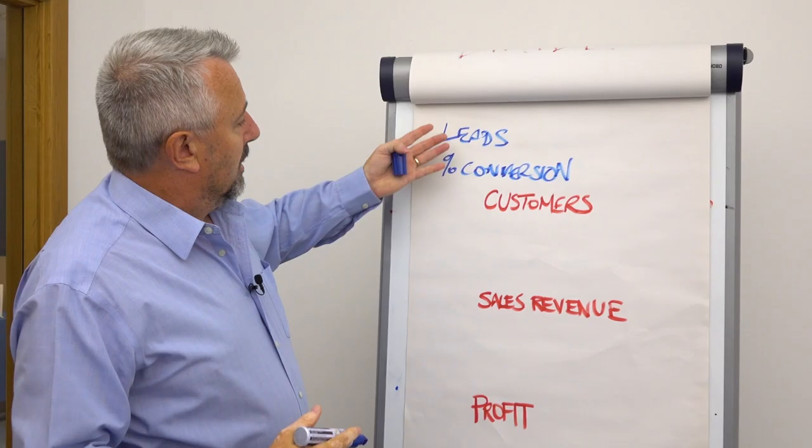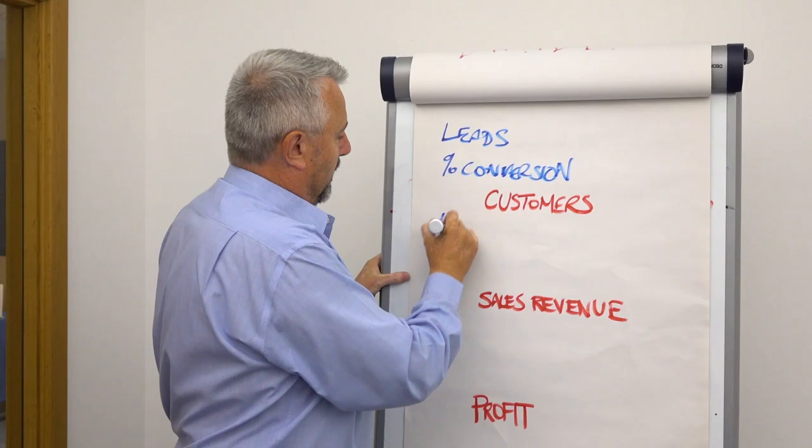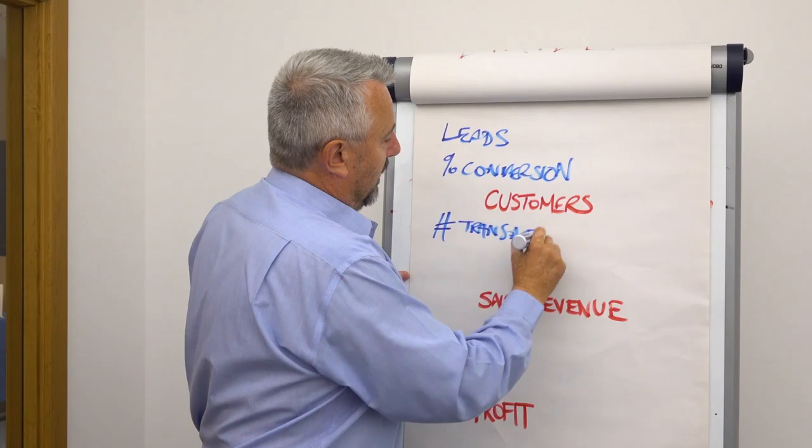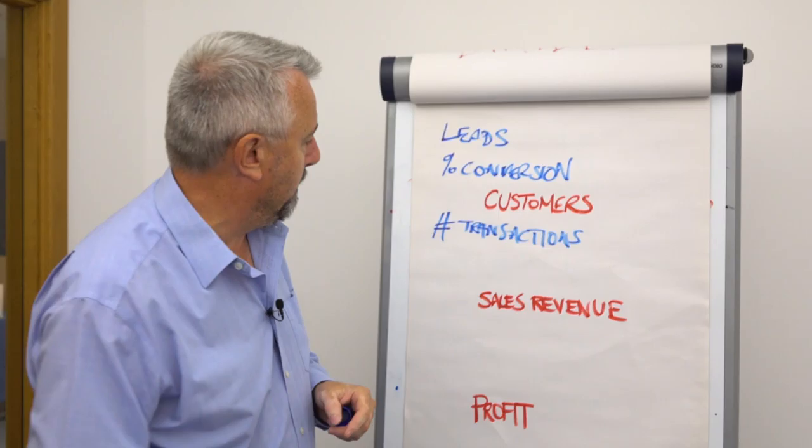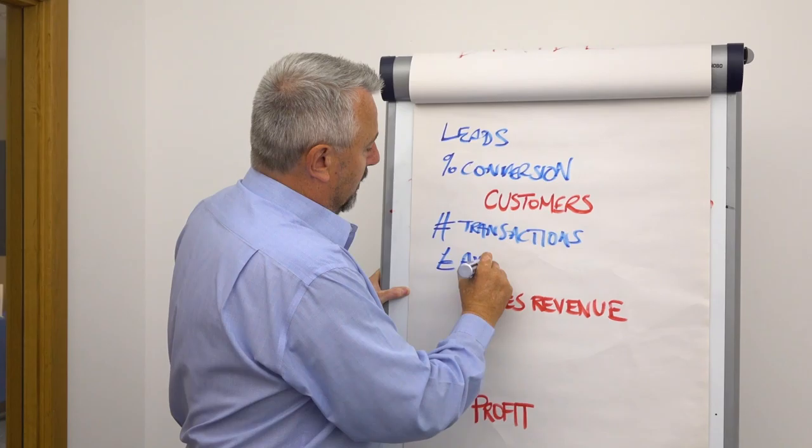Of course, once we've got more customers, we want them to buy from us, and they need to buy from us at a certain number of transactions in a given period. Might be a year that we're thinking about, could be a month, whatever the time frame of your business and for your calculation. And they also need to buy from us at a certain amount. So we use the idea of average value sales.